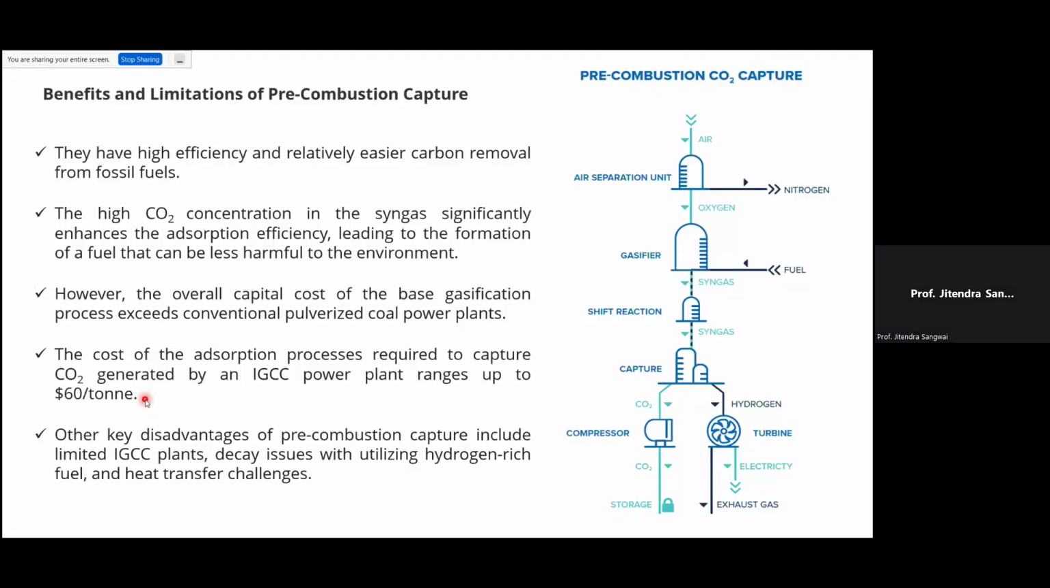And then this is a capture plant, you have to do a sequestration and then processing and so on and so forth. So the overall cost may go even to $150 per ton or so, and that's not something that is very attractive right now, right?